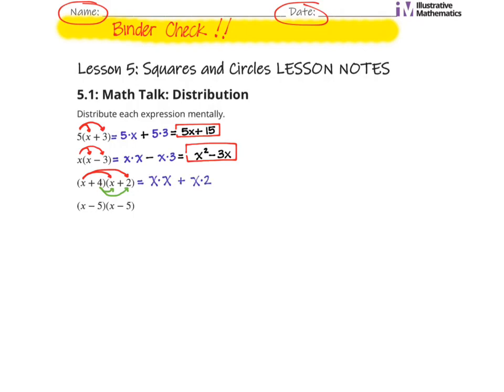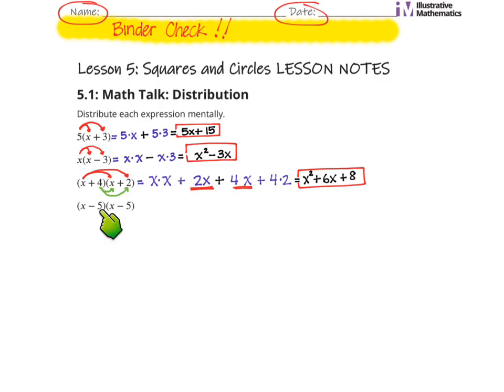So we get x times x plus x times 2, and then we get 4 times x and 4 times 2, which simplifies. And we get x squared plus 6x plus 8.